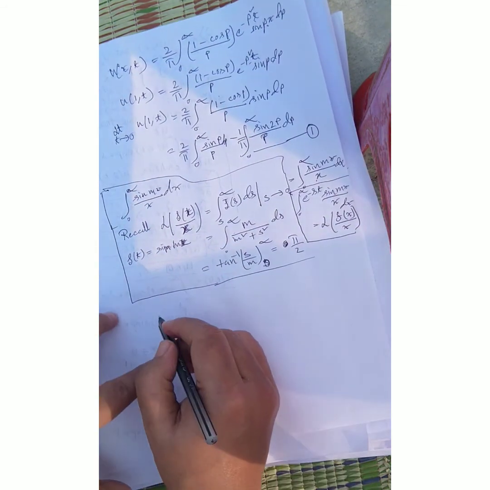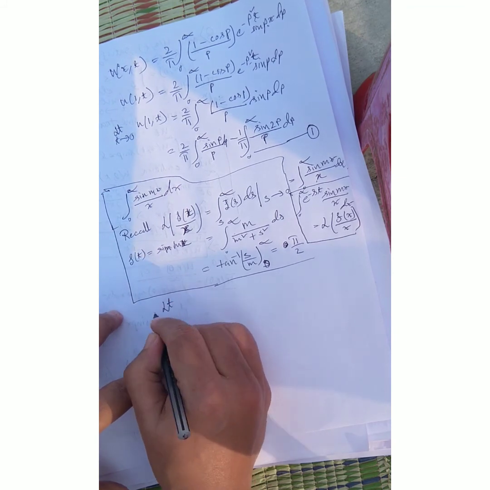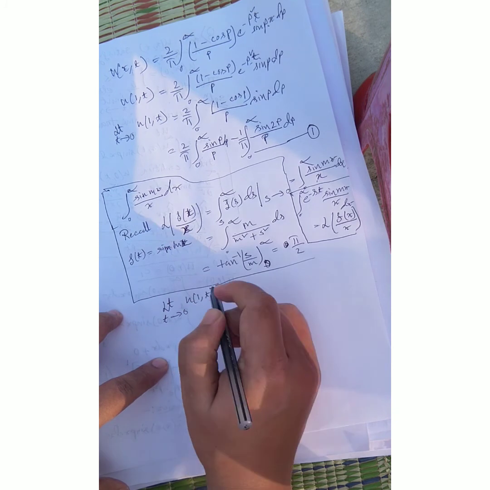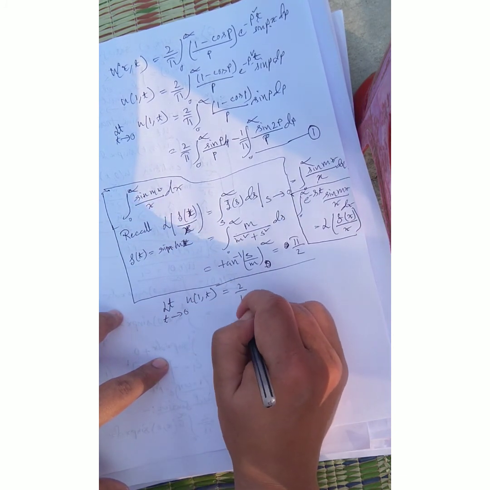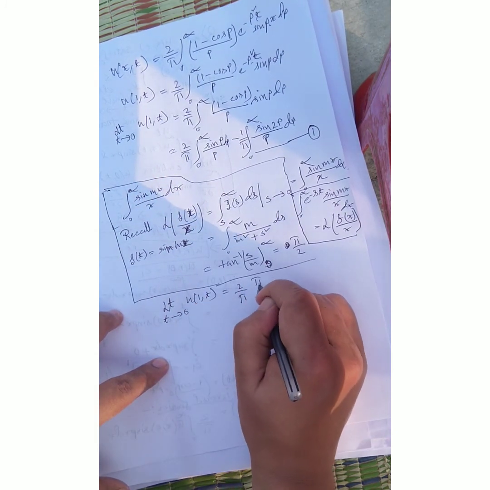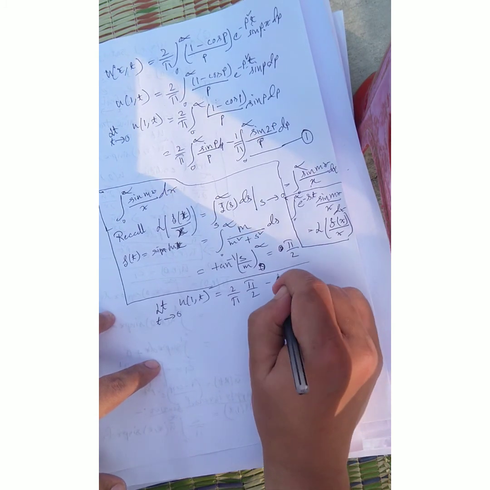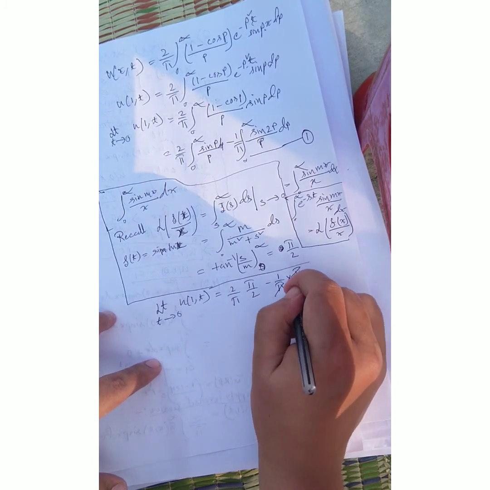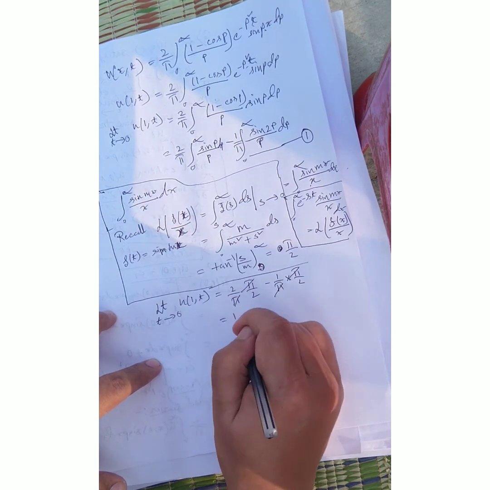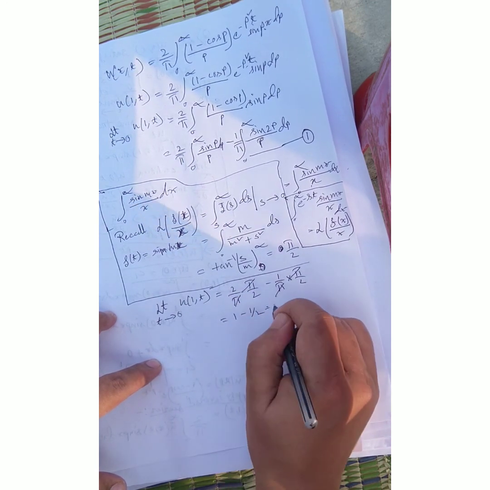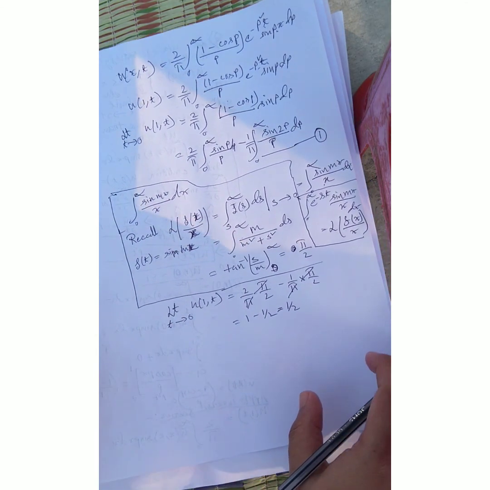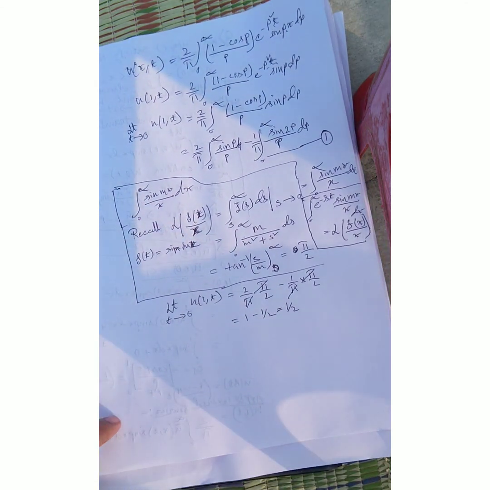So putting the value, limit t tends to 0 of u(1, t) is 2 by pi into pi by 2 minus 1 by pi into pi by 2, and I cut this, 1 minus half, my value is half. This problem came in the CSIR NET examinations, friends. Very important, must remember.